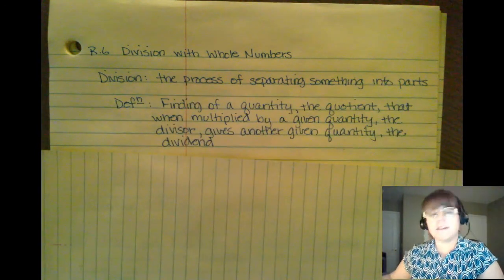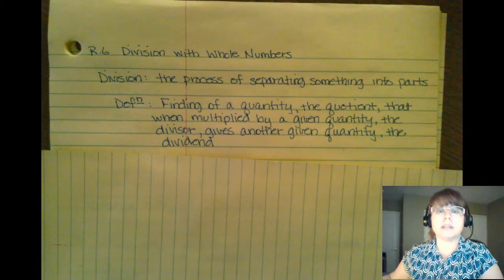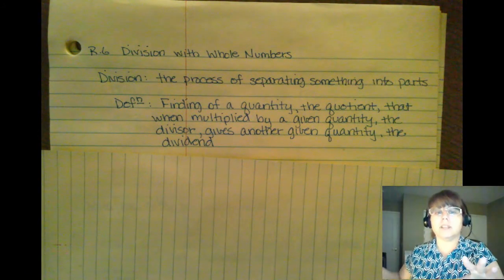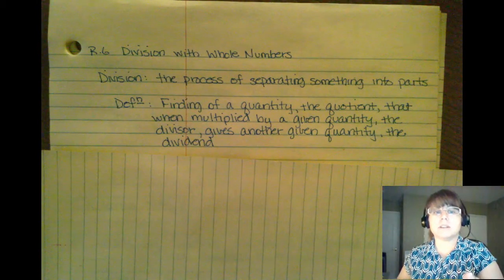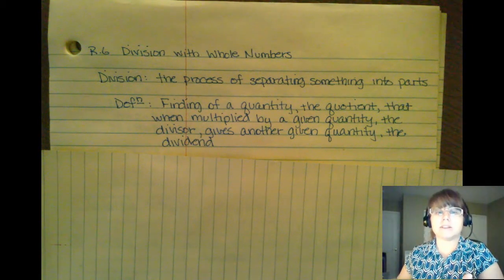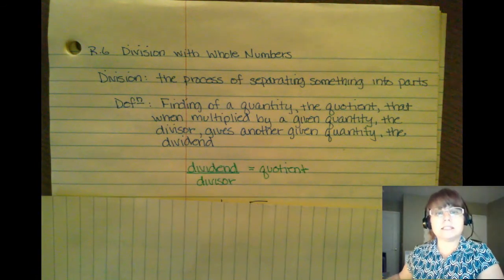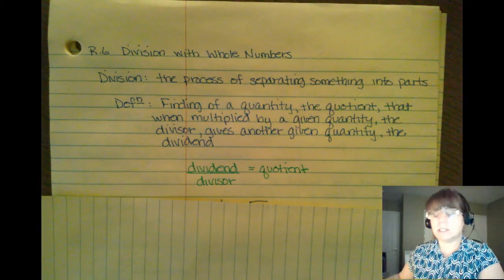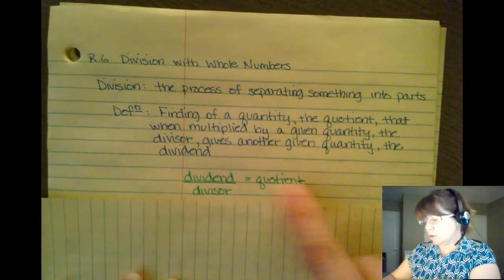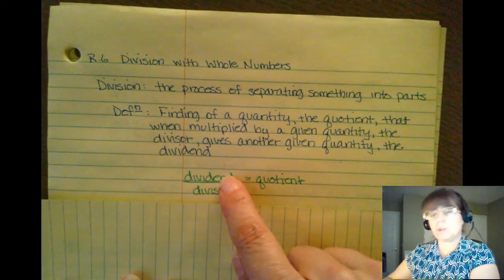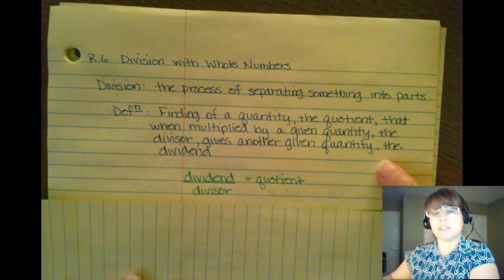So finding a quantity, the quotient, that when multiplied by the given quantity, the divisor, gives another given quantity, the dividend. So let's take out the multiple parts there. It says the quotient multiplied by the divisor gives us the dividend. So dividend over divisor equals quotient. If I multiply the quotient by the divisor, I will get to the dividend. That's what this whole definition means up here.